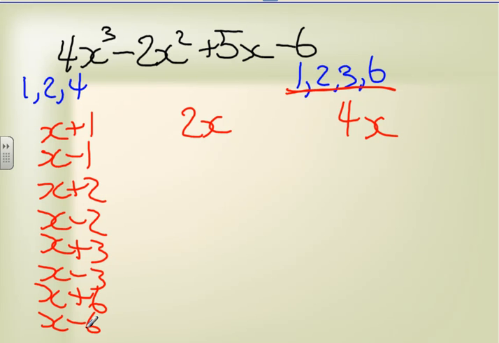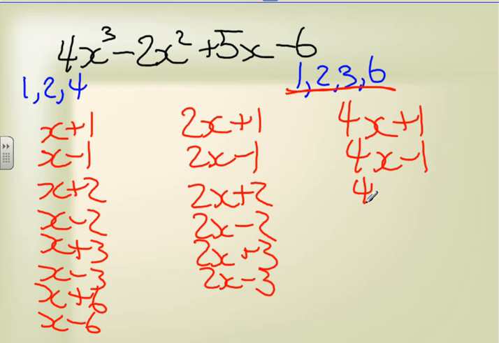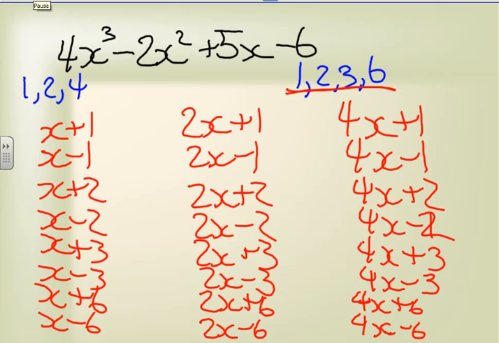But now I also have to do it with my 2x. 2x plus 1, 2x minus 1, 2x plus 2, 2x minus 2, 2x plus 3, 2x minus 3. And I'm also going to do the same thing with my 4x. Yes, I know I didn't finish them all in. Give me a moment. 4x minus 1, 4x plus 2, 4x minus 2. And through the magic of computers, all of that stuff magically appears.